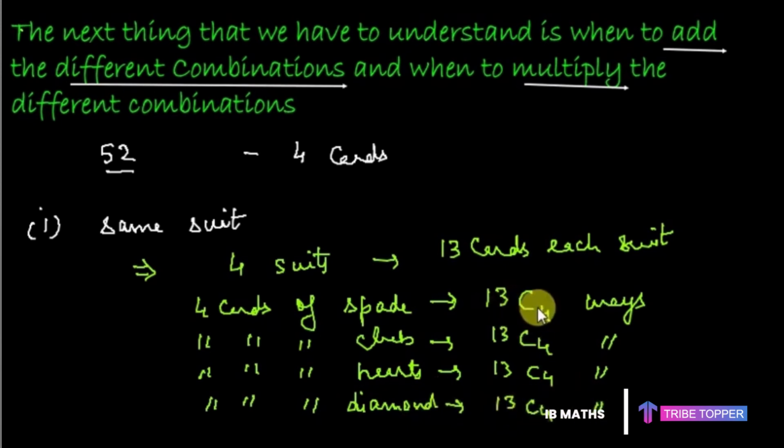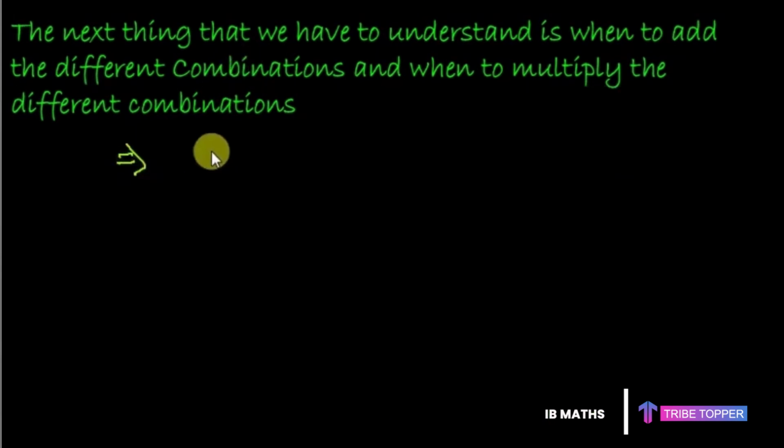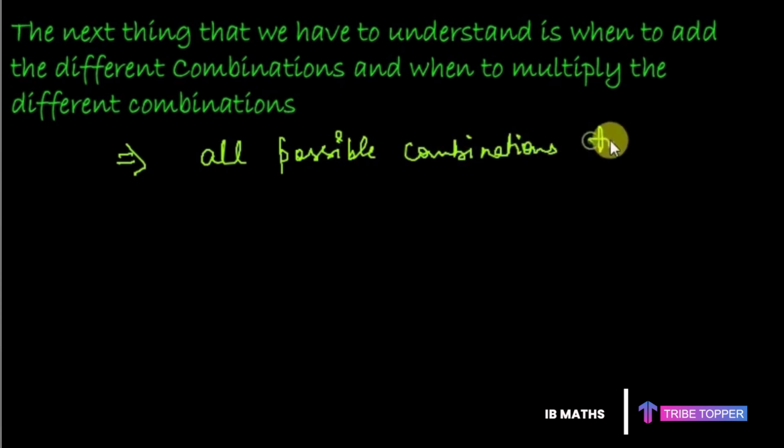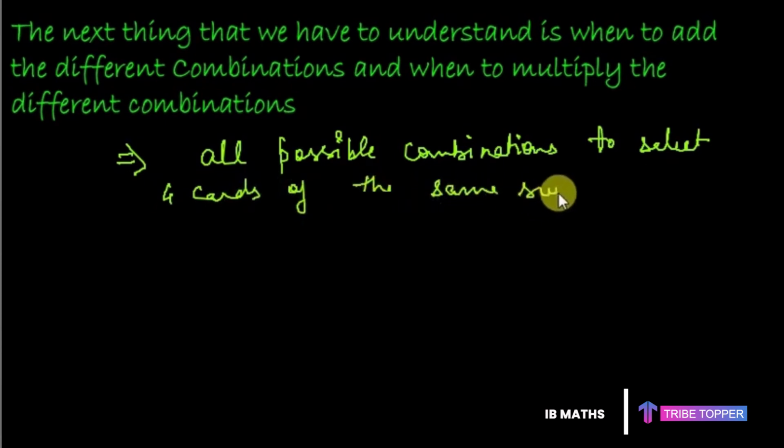So there are 13C4 ways for each suit, and therefore all the possible combinations to select 4 cards of the same suit will be equal to 13C4 plus 13C4 plus 13C4 plus 13C4.